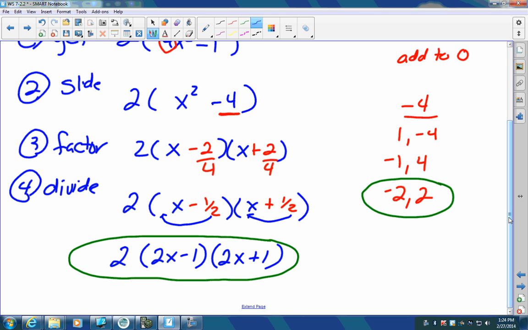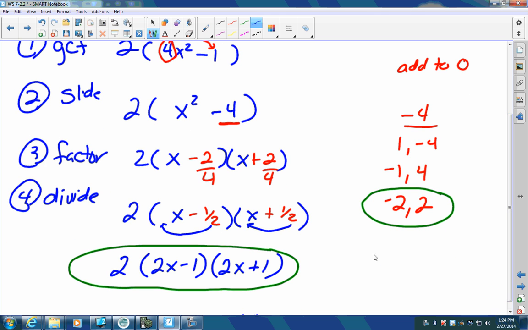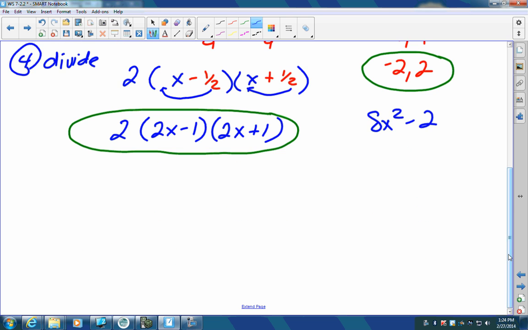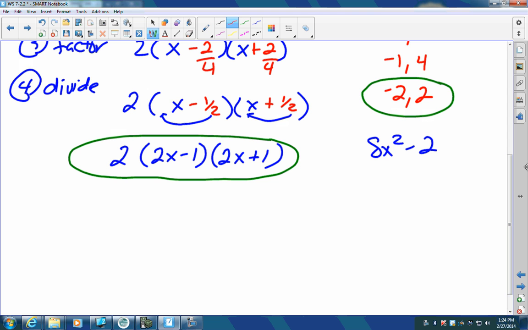When we had this problem, 8x squared minus 2, you don't have to write this next part. Just pay attention to what I'm saying. You pulled out the GCF, right? So I pulled out the GCF, and I wrote what was left. Okay, that part was no big deal, right?